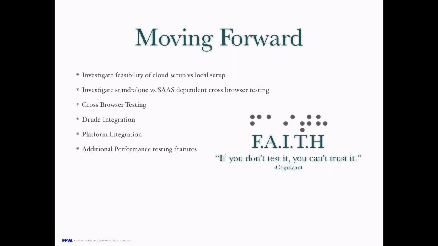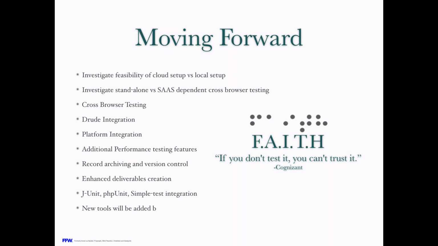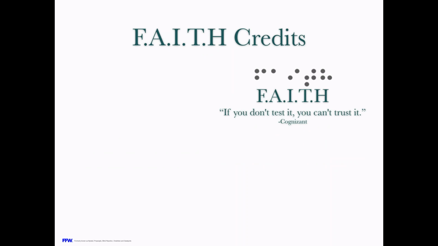Additional performance and performance testing features, as I mentioned. We want to clean up the archival system, give it some version control, polish our deliverable documents so that they look very professional and they don't look like we just spit them out of whatever open source software we found on the internet. So we're going to enhance those, and we're going to add, as I said, some JUnit and things like that. And as I said, we can add new tools as we need to.